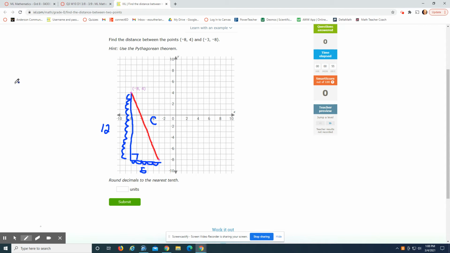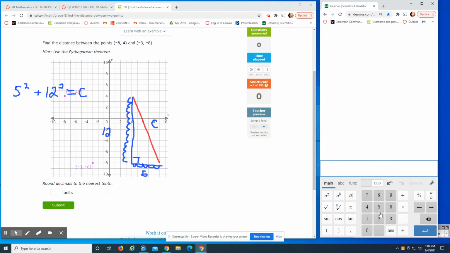And so that means we can set up the problem 5 squared plus 12 squared is equal to C squared. And we're going to just punch that into the calculator. So we would have 5 squared plus 12 squared. You're going to see that equals 169. So 169 is equal to C squared.